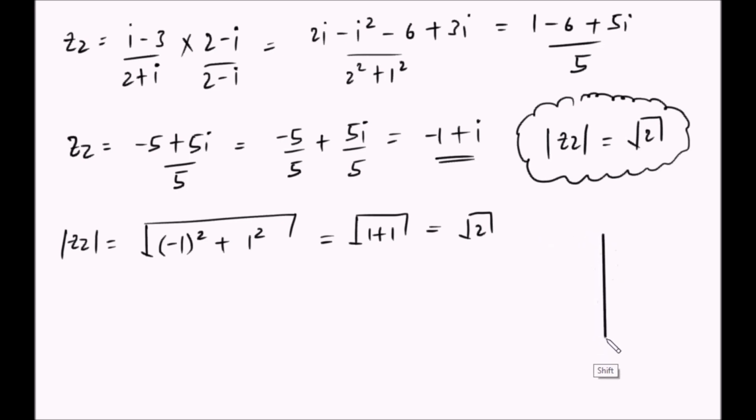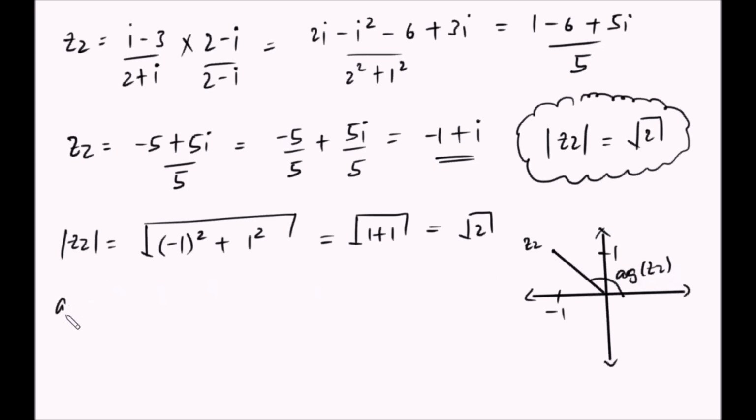So let's say this one is our imaginary axis, and then we have our real axis. So imaginary axis, real axis. So we have -1 here and 1 here. So z2 is going to be somewhere here. This one is z2. So if I draw a line from the complex point z2 to the origin, like this, this is my argument, the argument of z2.